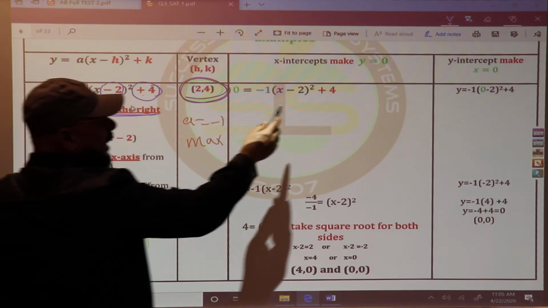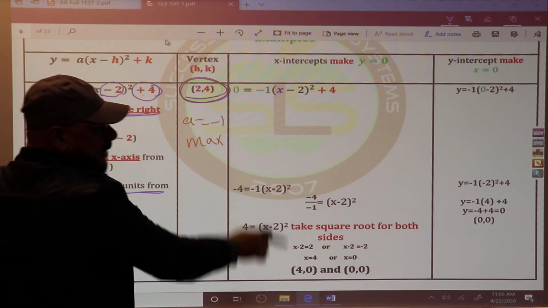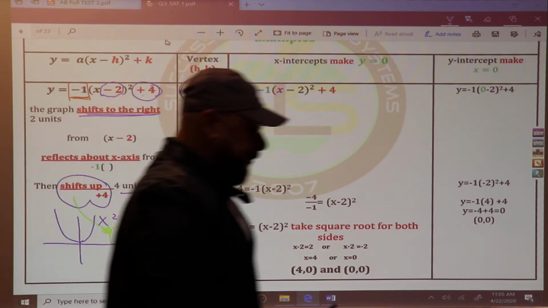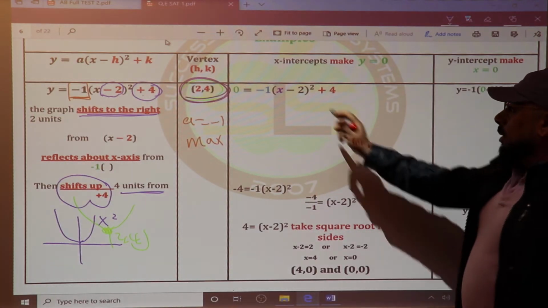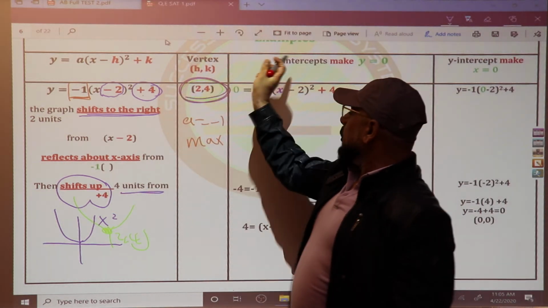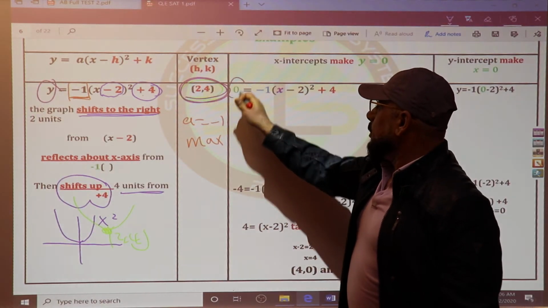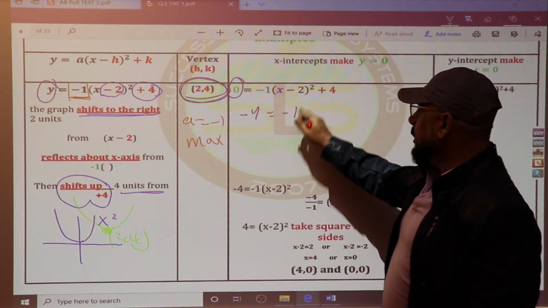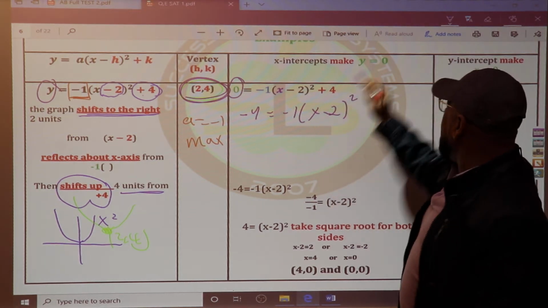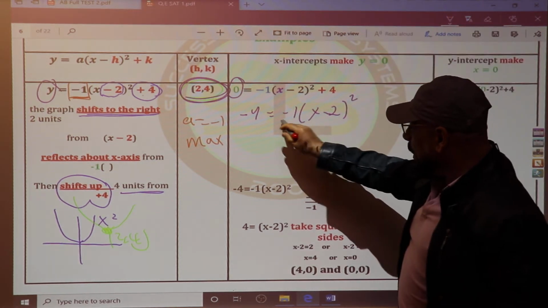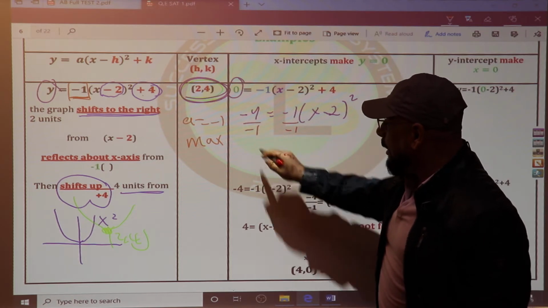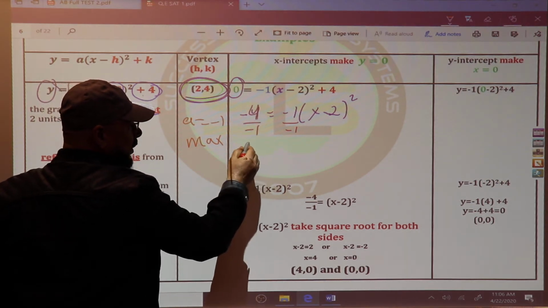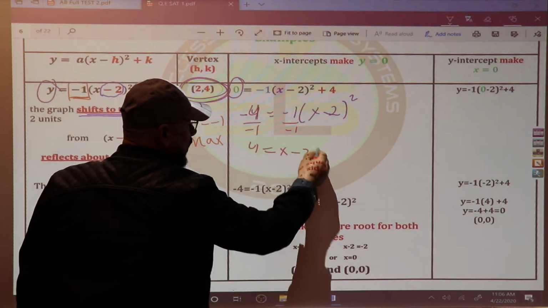Now, how to find the x-intercept? I solved the rest of the problem, but this one I left space to show you what we're going to do to solve it. You set y equal to 0. Then you move the 4 to this side: negative 4 equals negative 1 times x minus 2 squared. Solve. Negative 4 over negative 1 is 4, equal to x minus 2 squared.